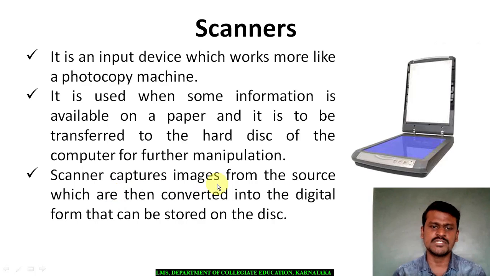Next, a scanner captures images from sources, which are then converted into digital form that can be stored on the disk. As I was saying, it will scan the images and documents, and that document can be stored in two formats, either an image or a PDF. You can store in either of these two formats on the hard disk of a computer. Now we will see some of the types of scanner.